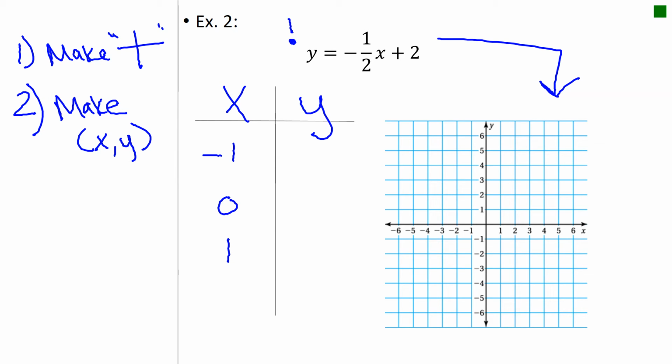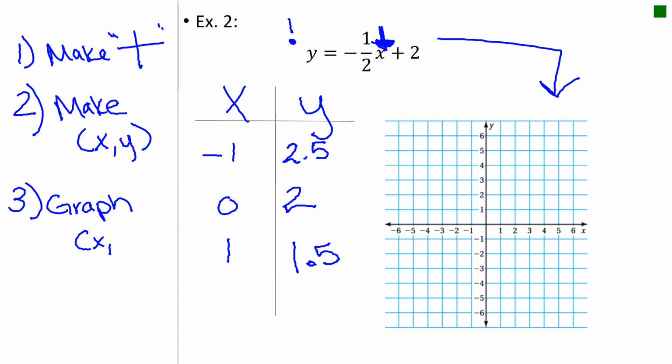Okay, when I plug in -1 for x, I get -1/2 times -1, which is 1/2, plus 2 is 2.5. All right, when I plug in 0 for x, I get 0 times -1/2 plus 2, which is 2. When I plug in 1 for x, I get 1 times -1/2, which is -1/2, plus 2, which is 1.5. All right, so make a T-chart, make ordered pairs. 3, graph. Graph ordered pairs.